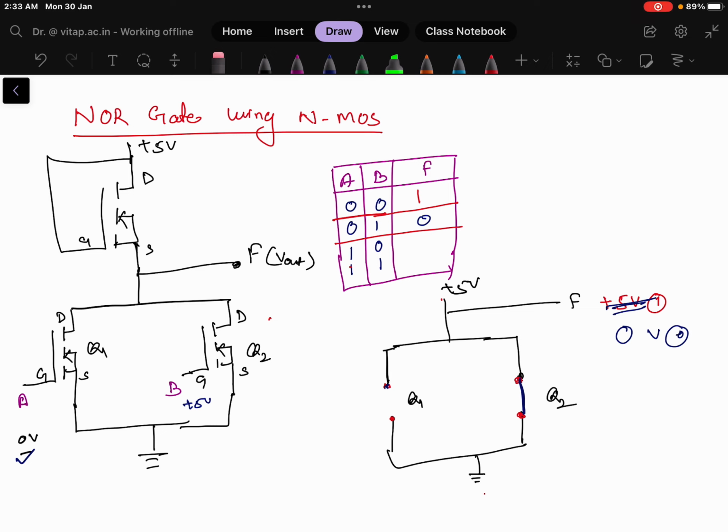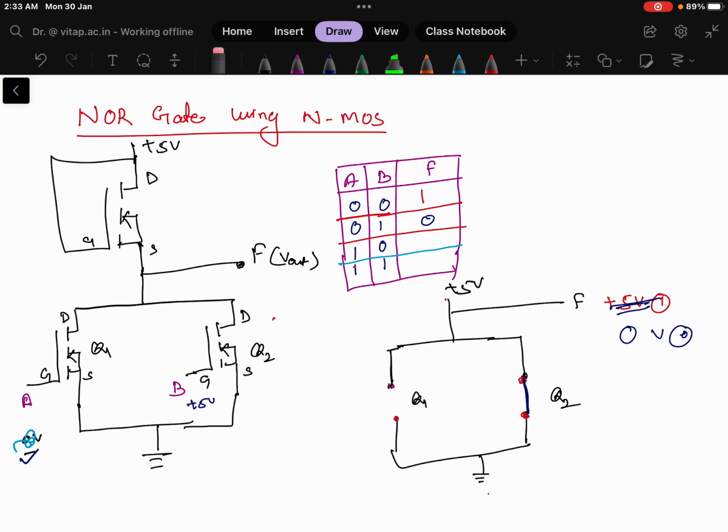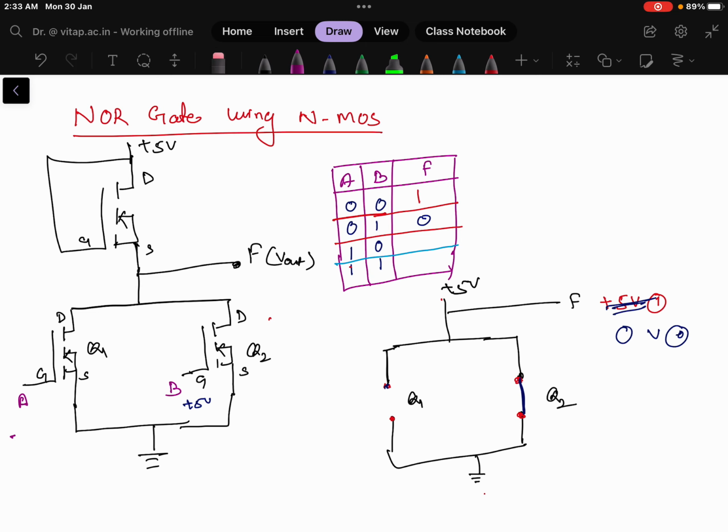Next, the third logic we will take, that is 1 0. In the input side A will be plus 5 volt and B will be 0 volt in this case. If A is plus 5 volt, then MOSFET 1 will behave as a short circuit and MOSFET 2 will behave as an open circuit because 0 volt is given. In this case the current will flow in this direction as a short circuit path and the output will be 0 again. So here the output is 0.